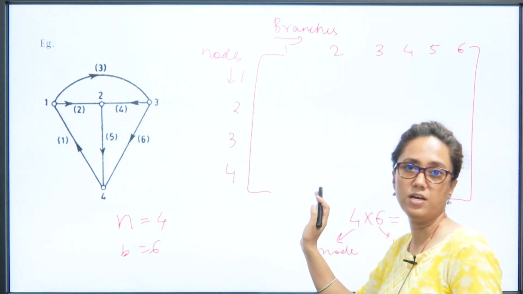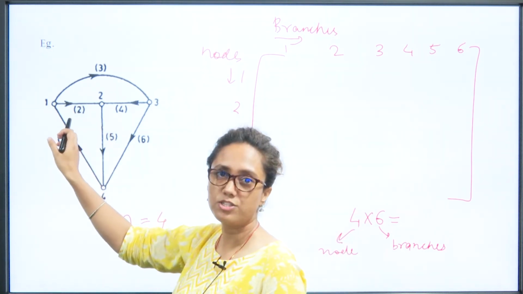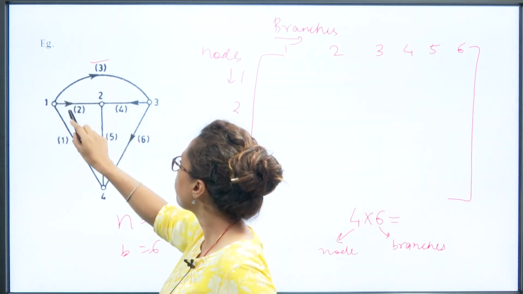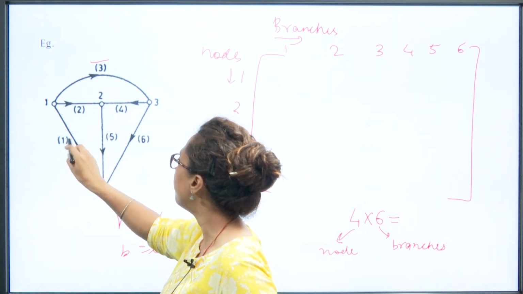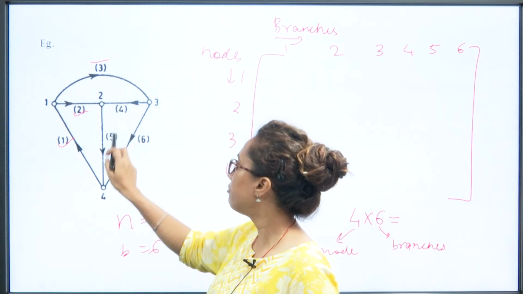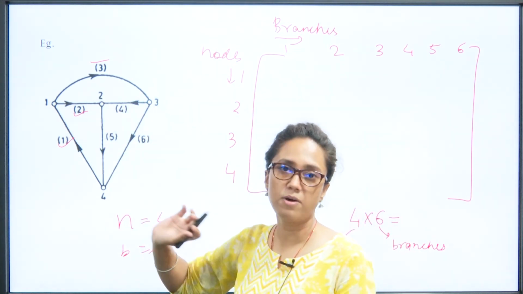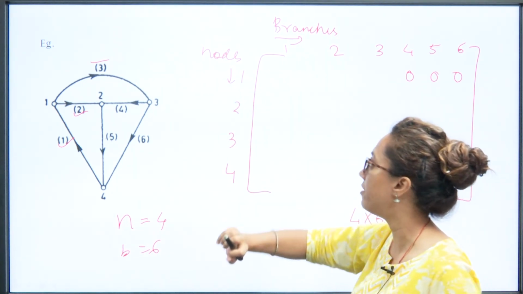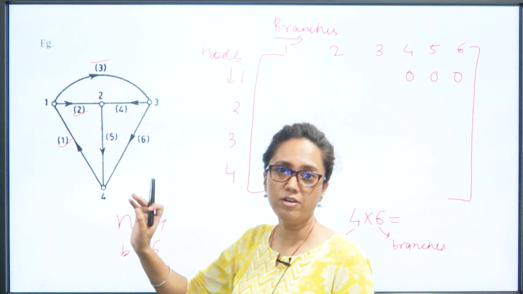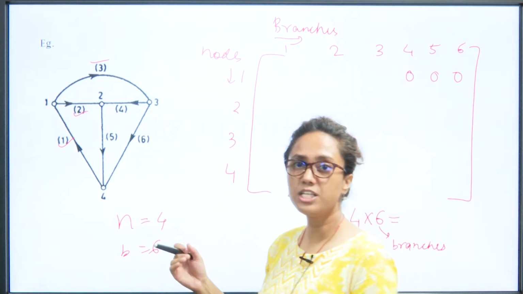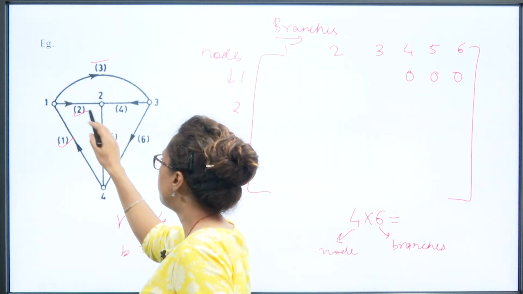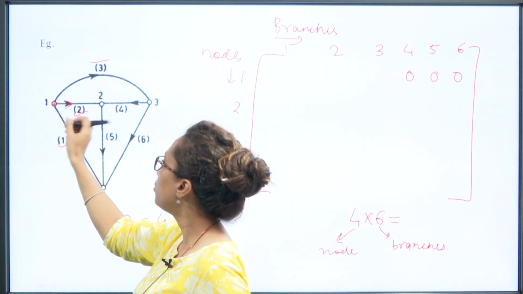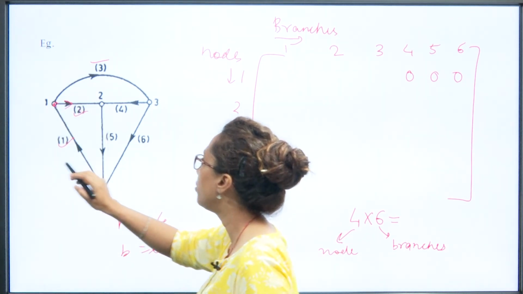Now the entries of this matrix are nothing but the orientation of your branches from the nodes. Suppose we have taken node number 1. Node number 1 contains branches 3, 2 and 1, right. So branches 4, 5, 6 are not connected with node number 1, so these entries will be 0. Now 1, 2 and 3 have a 1, but the sign is either positive or negative. That will depend on whether the branch is going inward or outward to the node. Suppose we take branch number 2, it is moving outwards from the node, so it is going to be positive, right.